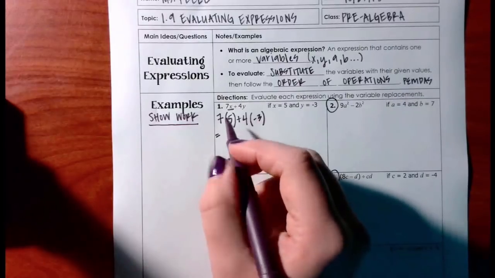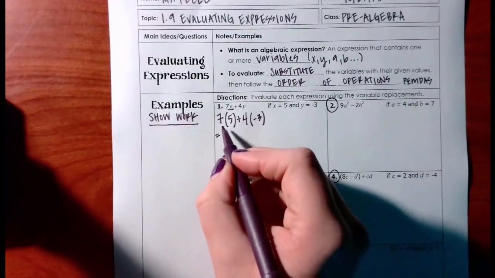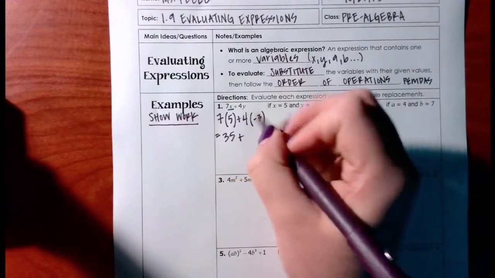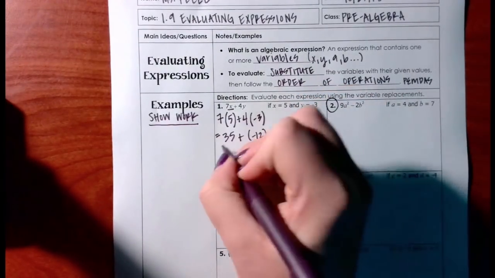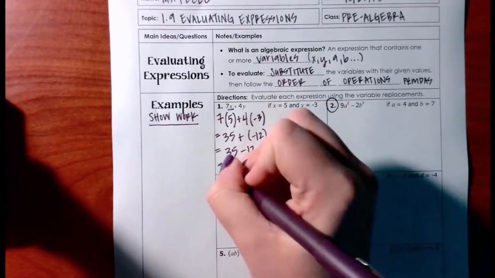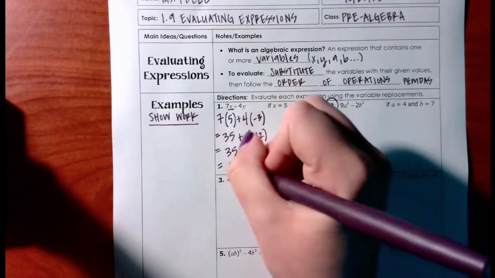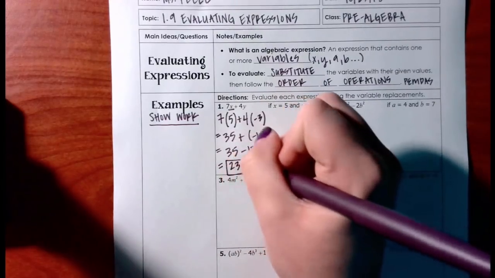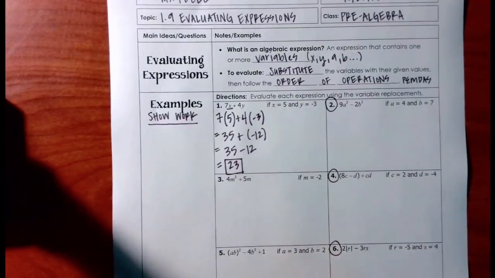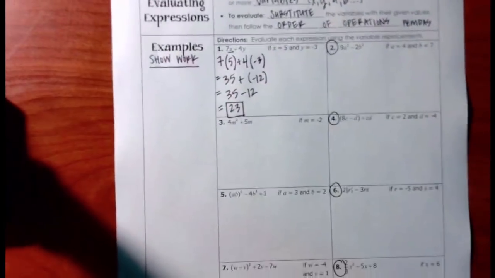Now we're going to do order of operations, multiplication, parentheses. 7 times 5 is 35. Plus 4 times negative 3 is negative 12. This is just 35 minus 12. 35 minus 12 is 23. Remember, we're going to box in our answers. Not too bad. Now I've circled number 2. I want you to do the same thing. You're going to circle number 2.